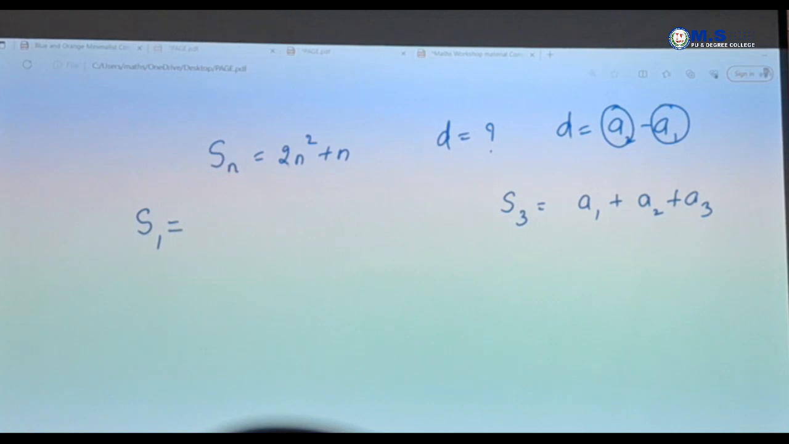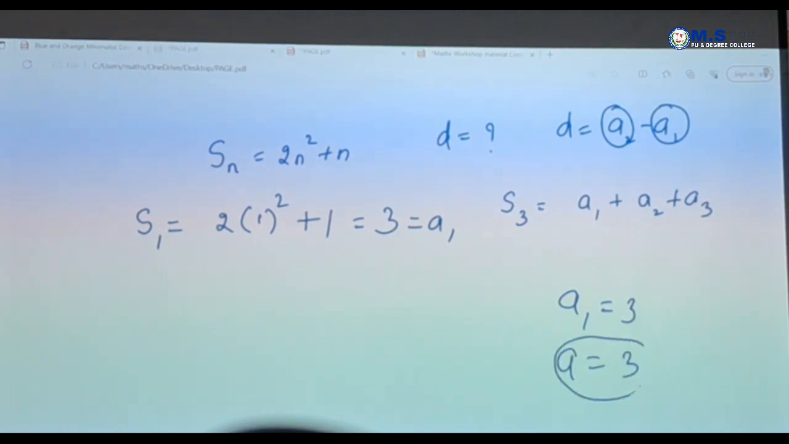What is S1? We replace n by 1. 2 into 1 square plus 1. What we get? 3. What is S1? Sum of one term, that is nothing but A1. A1 is nothing but A, the first term. Okay? Now find out the sum of two terms. That is, replace n by 2. 2 into 2 square plus 2. How much we get?